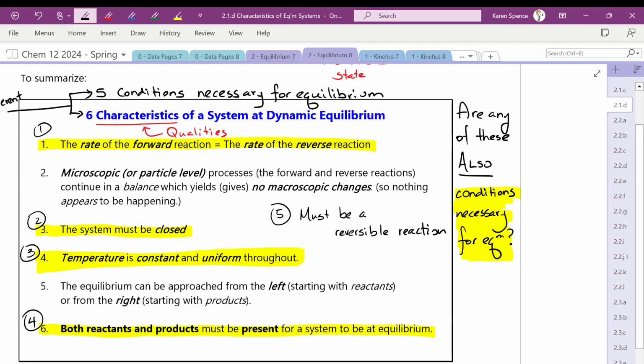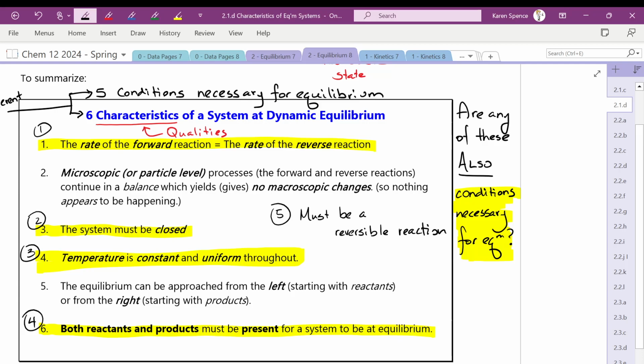Oh, forward rate equals reverse rate. The macroscopic properties are not changing. I have a closed system. I have a tense. So you notice the difference. One is I need to have blah, blah, blah. The other one is I do have blah, blah, blah. Okay?